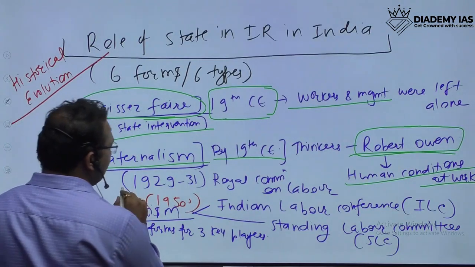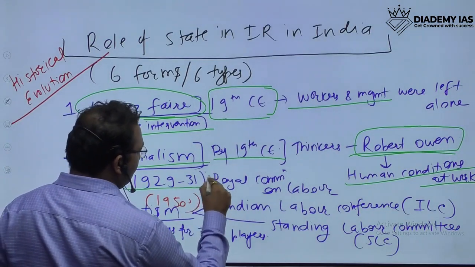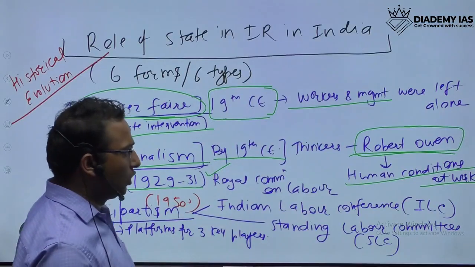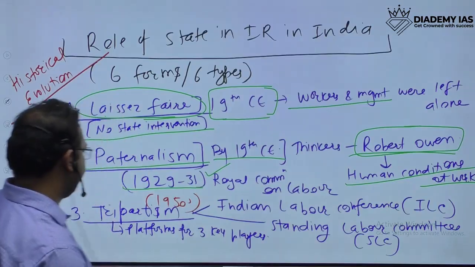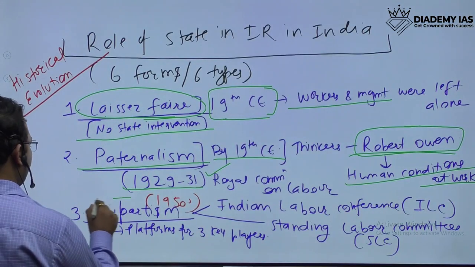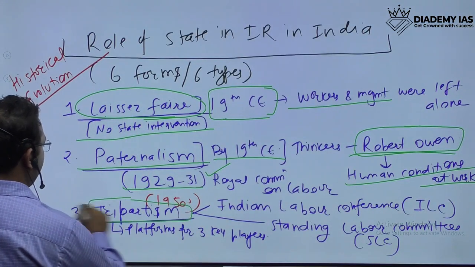Then from 1929 to 31, there was a Royal Commission on Labour. Royal Commission on Labour was appointed to look after the condition of the workers. Then in the 1950s, the tripartitism model came.